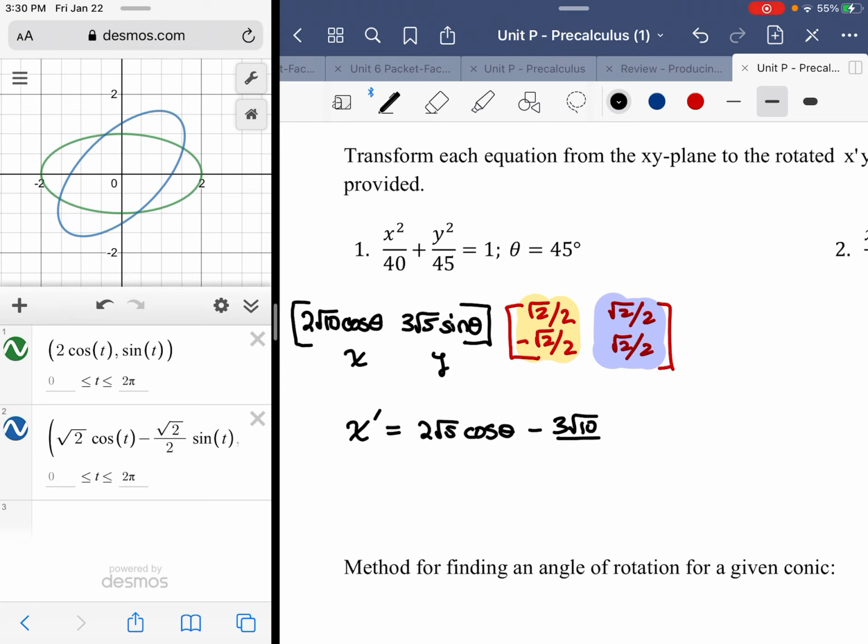And then nothing cancels in the next one, so that would be negative 3 radical 10 over 2 sine of theta. Y prime would be equal to, cancellation, radical 20, so 2 radical 5 again, because 5 times 4 is 20, and radical 4 is 2. Cosine of theta plus, and then we're looking at 3 radical 10 over 2. Same value, just different sign.